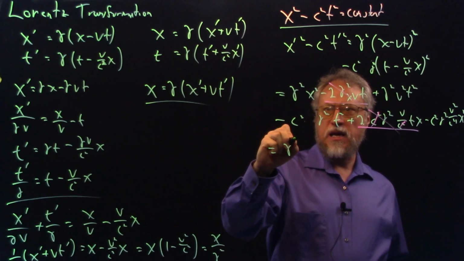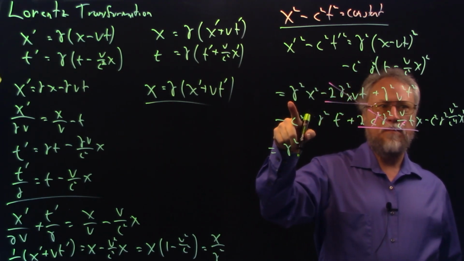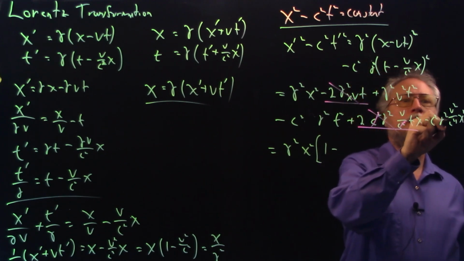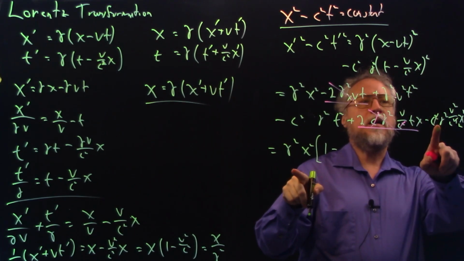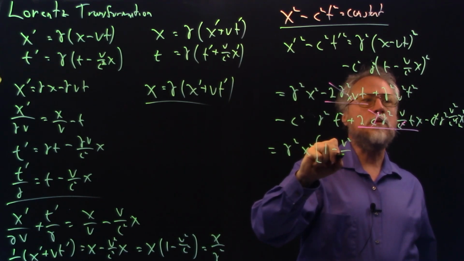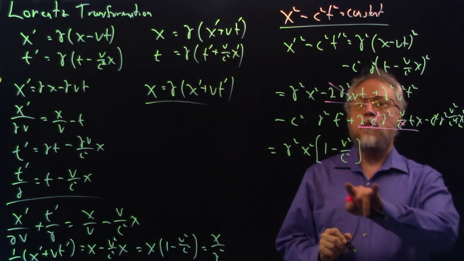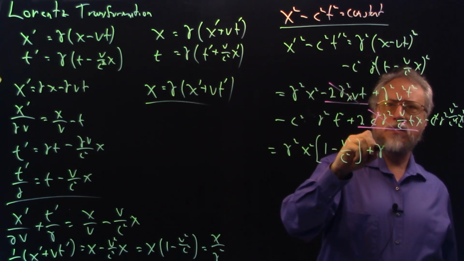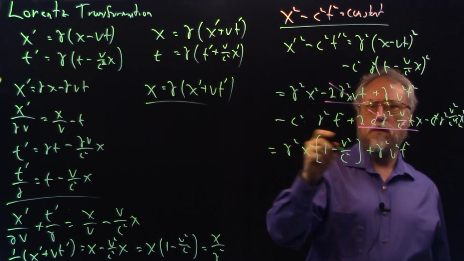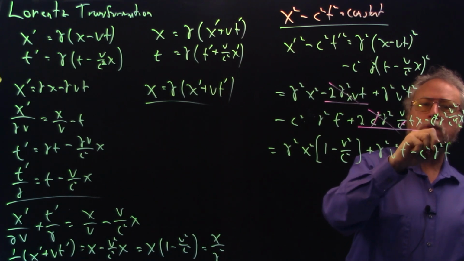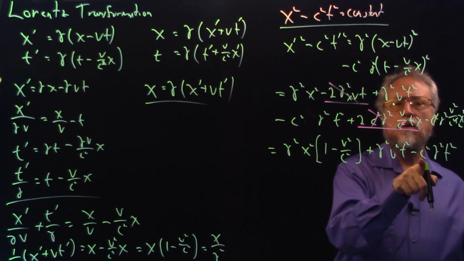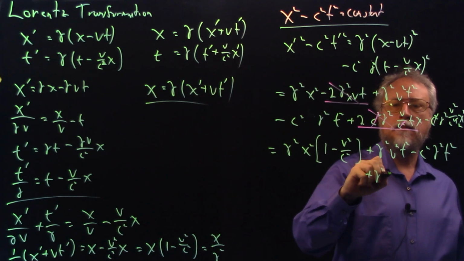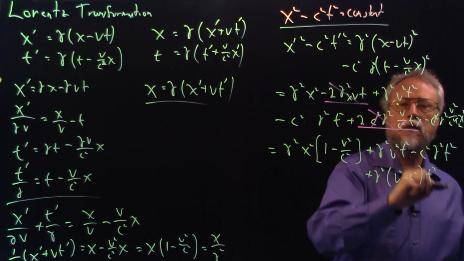And so what I'm left with is a gamma squared times x squared, and the c squares cancel out. So I get gamma squared x squared times (1 minus v squared over c squared). But this is just 1 over gamma squared, and that times gamma squared becomes x squared. So now I look at the next terms, which are plus gamma squared v squared t squared minus c squared gamma squared t squared. So this becomes plus gamma squared (v squared minus c squared) t squared.